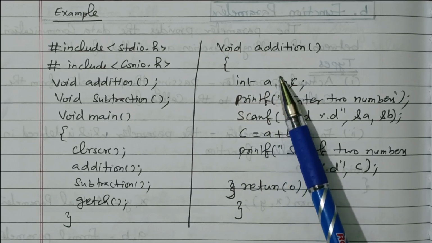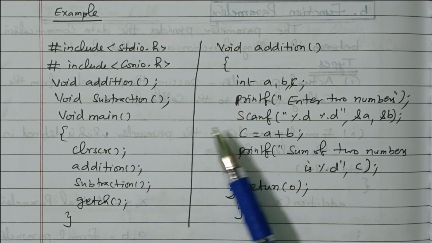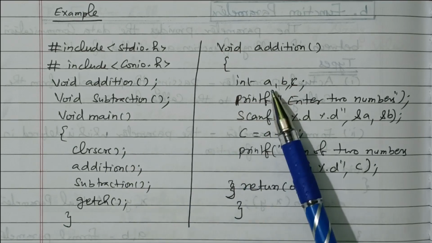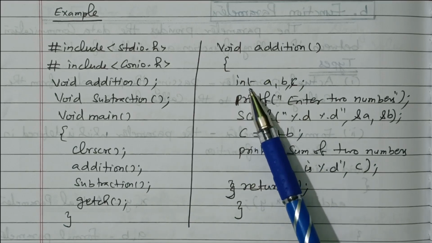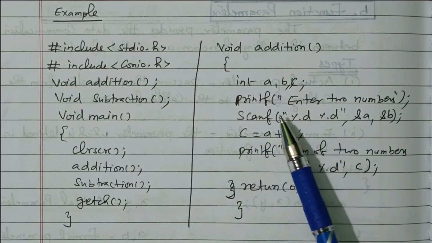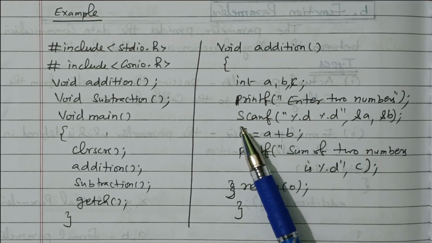These integers a and b are applicable only in this function. They are not applicable in the main program. Outside of this function, a and b are not valid; they are valid only inside the function. After declaring a and b, we ask the user to enter two numbers, using printf "enter two numbers". So the user will enter.